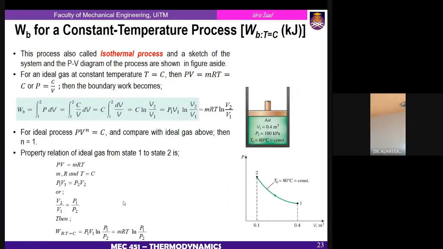Now let us come to isothermal. What do we mean by isothermal? Isothermal is a constant temperature process. Let's say we consider a piston cylinder arrangement in which the initial temperature of the fluid is this, the initial pressure is this, and the initial volume is also given by that.